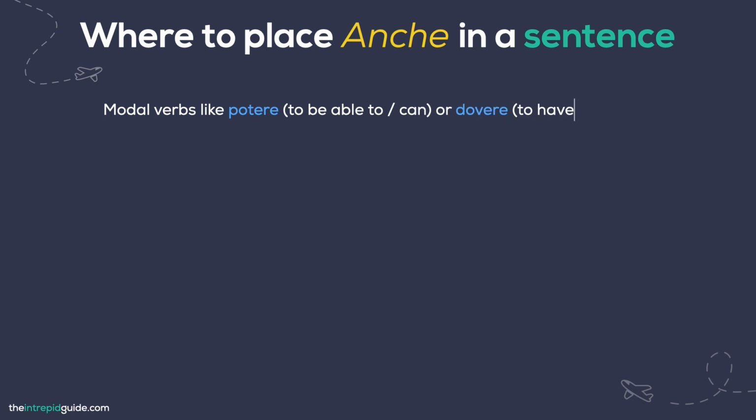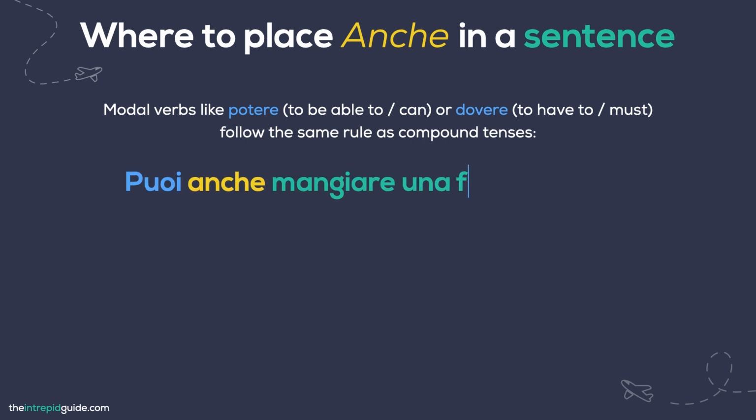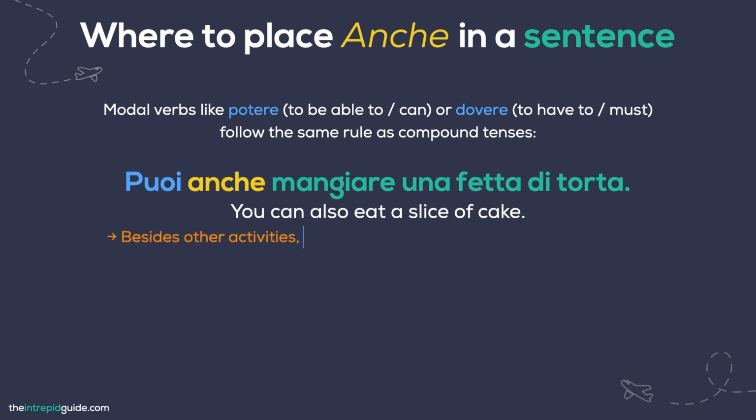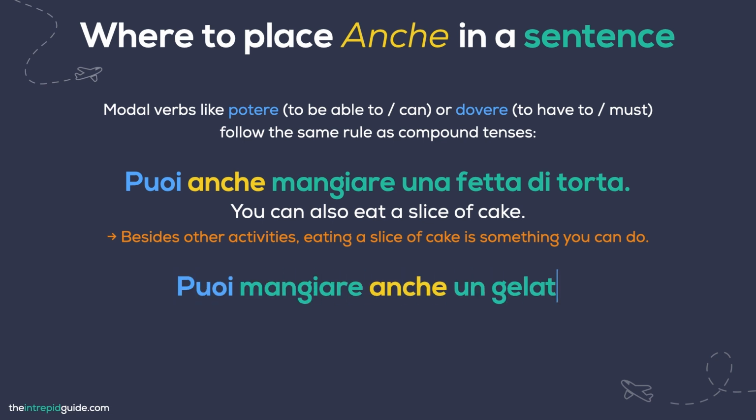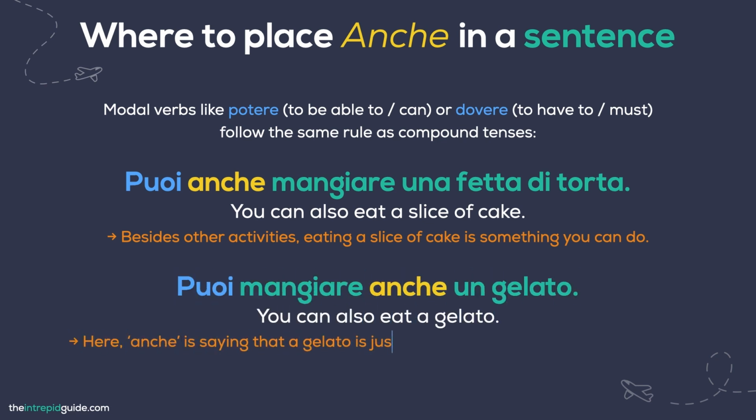Modal verbs like Potere, to be able to, can, or dovere, to have to, must, follow the same rule as compound tenses. For example, Puoi anche mangiare una fetta di torta. You can also eat a slice of cake. This means that besides other activities, eating a slice of cake is something that you can do. Puoi mangiare anche un gelato. You can also eat a gelato. Here, anche is saying that a gelato is just another option you can choose to eat.